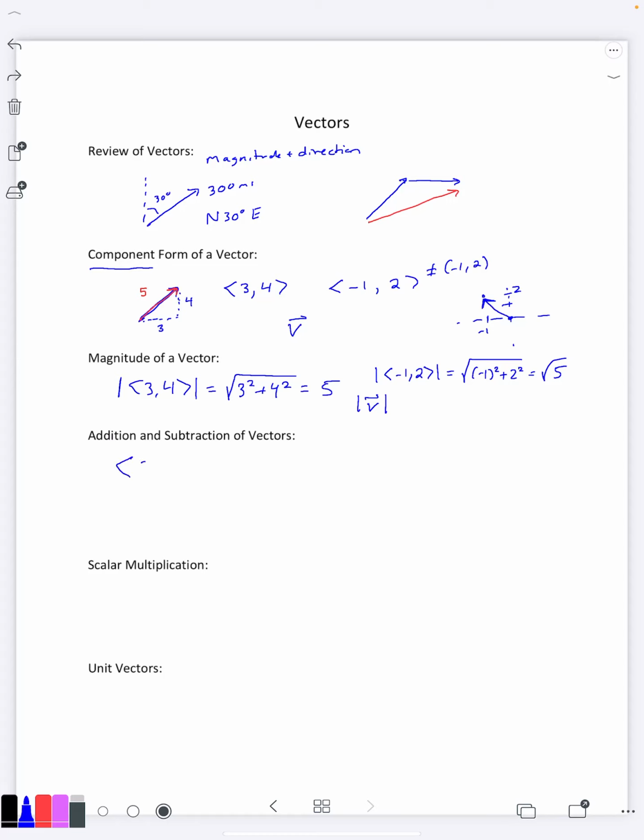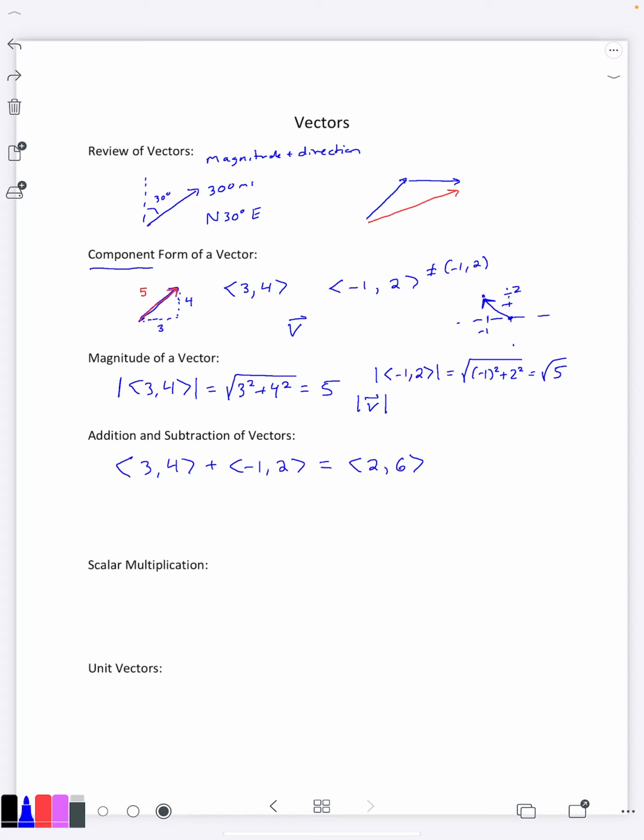If I want to add these two vectors, I can just add them one component at a time. I look at the first component, which is 3, and the first component of the second one is -1. 3 plus -1 is 2. Then look at the second components, 4 plus 2 gives me 6. And lo and behold, we get the answer very, very quickly on adding these two vectors.